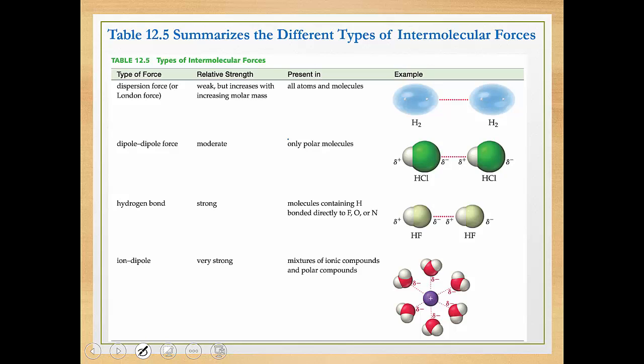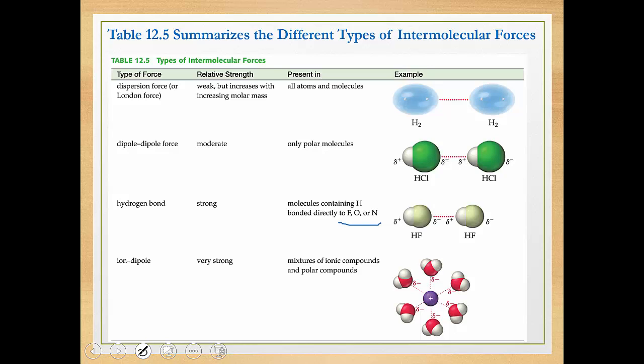So table 12.5 gives you a summary of all the different types of intermolecular forces that we've talked about here. So you've got dispersion forces at the very beginning. It's a weak force, but it increases with molar mass, and all atoms and molecules have this force. You've got dipole-dipole forces, which are moderately strong forces. Only polar molecules will have those. You have hydrogen bonding, which is a strong intermolecular force, and that is specific to molecules that have hydrogen bonded directly to fluorine, oxygen, or nitrogen.